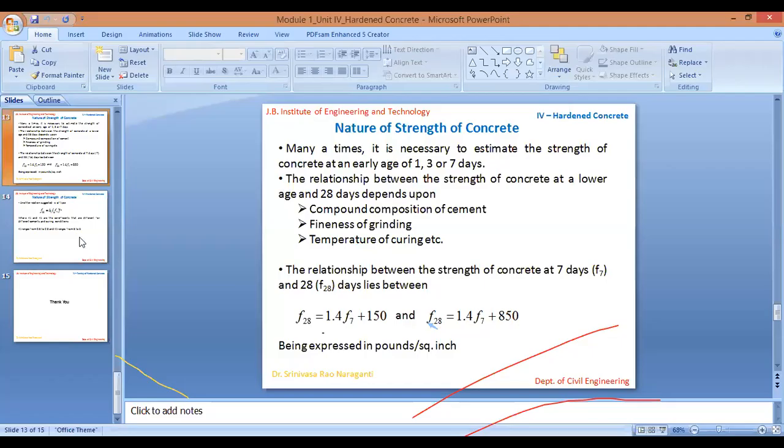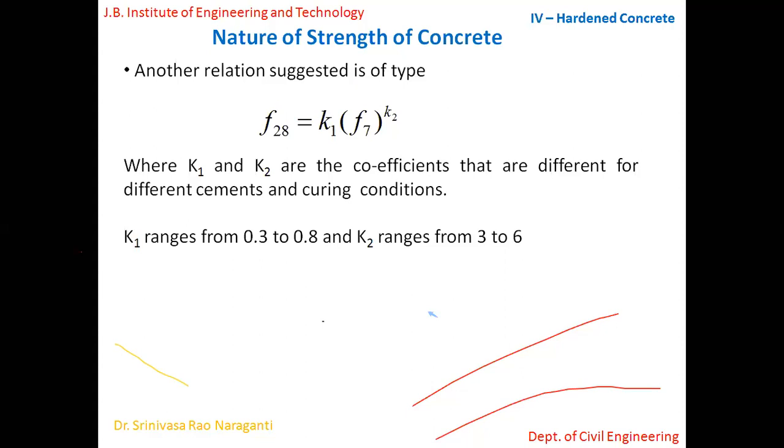Oh, one more thing. Another relation between the 7 days strength and 28 days strength is one more equation. Again, K1 and K2 are constants, the coefficients. The value usually ranges for K1 from 0.3 to 0.8 and for K2 from 3 to 6. So these are the ranges. If you know the F7 value, the compressive strength of concrete after 7 days, you can compute the compressive strength of concrete after 28 days. That's what we can do.